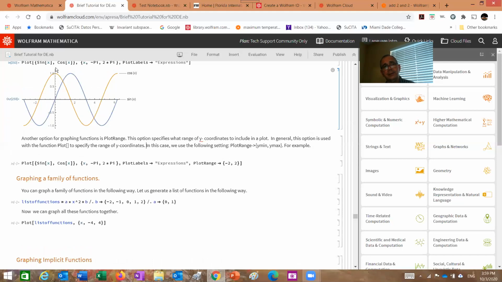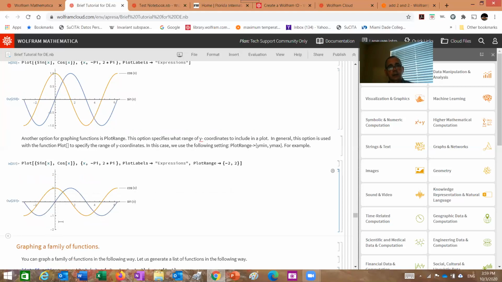Notice that in the original graph, it chooses the plot range automatically. It chooses the smallest possible plot range. In this case, it goes from -1.2 to 1.2 approximately. But here, the range of the function, the part of the interval that goes from y minimum to y maximum, is going to be different. Let's check it. You see now that the graph looks smaller, and this number here is -2, this number here is 2.